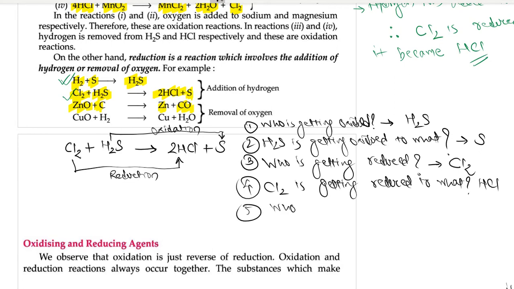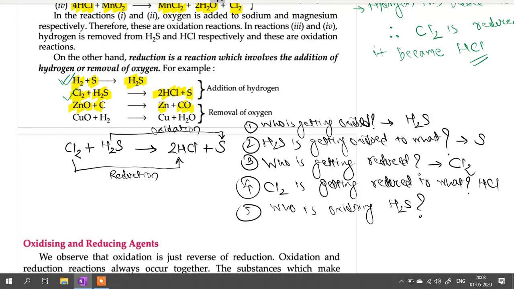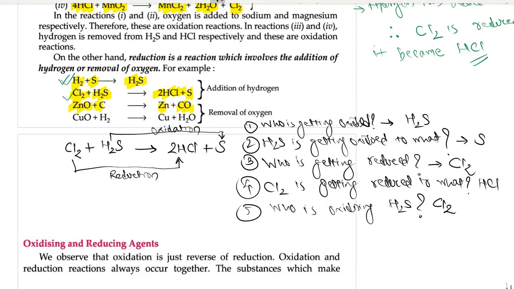Who is oxidizing H2S? Who is removing hydrogen from H2S? Tell me. Who is oxidizing H2S? Think carefully. See, chlorine is the one which removes hydrogen from H2S and converts it into sulfur. So chlorine takes away the hydrogen from H2S and makes it sulfur. And itself it becomes 2HCl. So who is oxidizing H2S? Cl2. This is the answer.